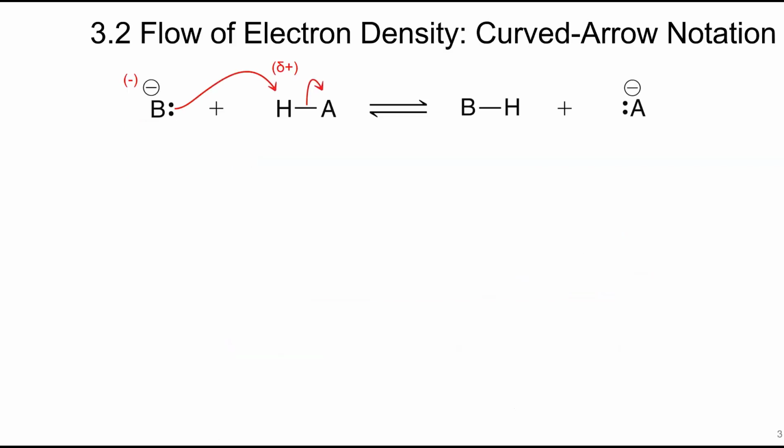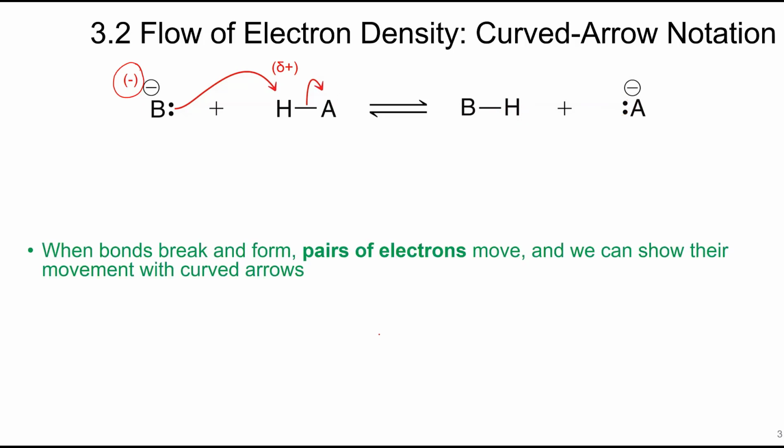If we look at the flow of electron density, that will help us to understand what is going on here. The base is negatively charged. So there's this negative charge here, and the hydrogen is partially positive, and they're attracted to each other. That base really wants to give the hydrogen a lovely hug before the hydrogen leaves the acid. So this pair of electrons will go on to the A, and you get the BH and then A minus.